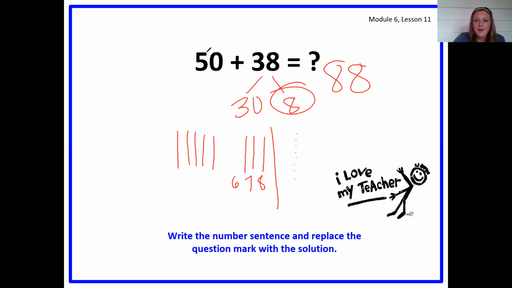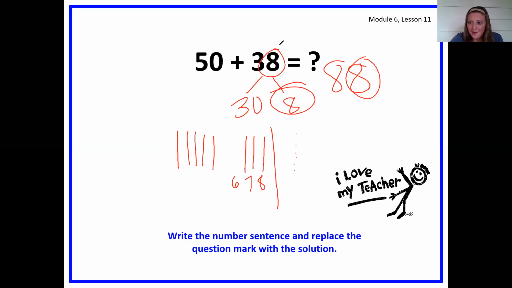Notice that my one spot is not going to be changing because I'm not adding any more ones. My one spot's going to stay the same if I'm not adding any more ones. My 10 spot is what changed because I added tens together. Okay, so let's see if we can do this for another problem.